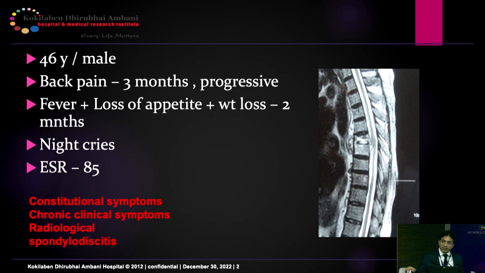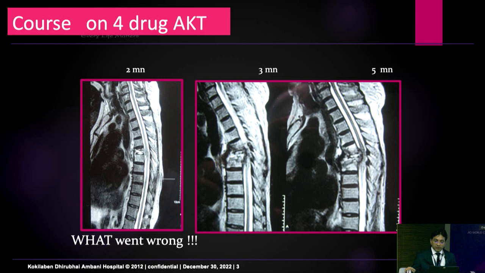He was started on an empirical 4-drug ATT. 2 months on empirical ATT, 3 months and 5 months, he continued to progress despite the antitubercular treatment. So we know what went wrong.